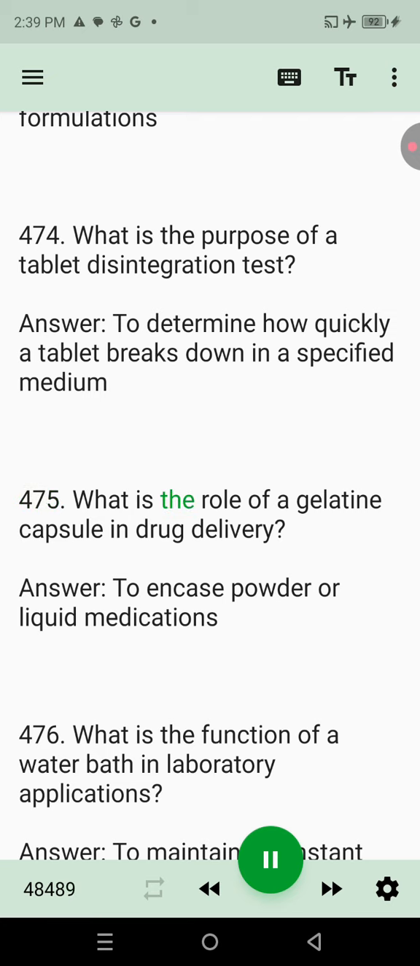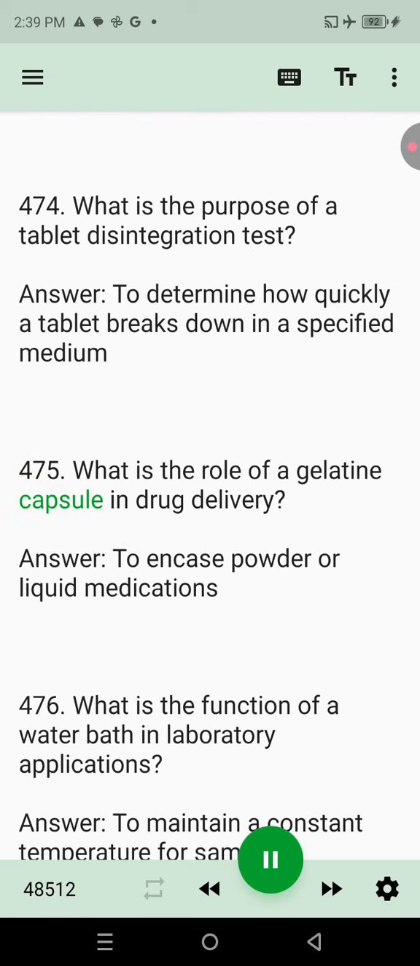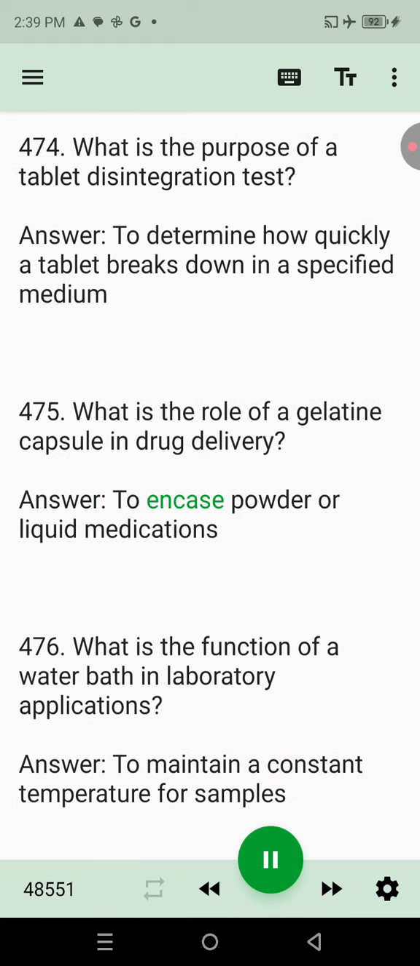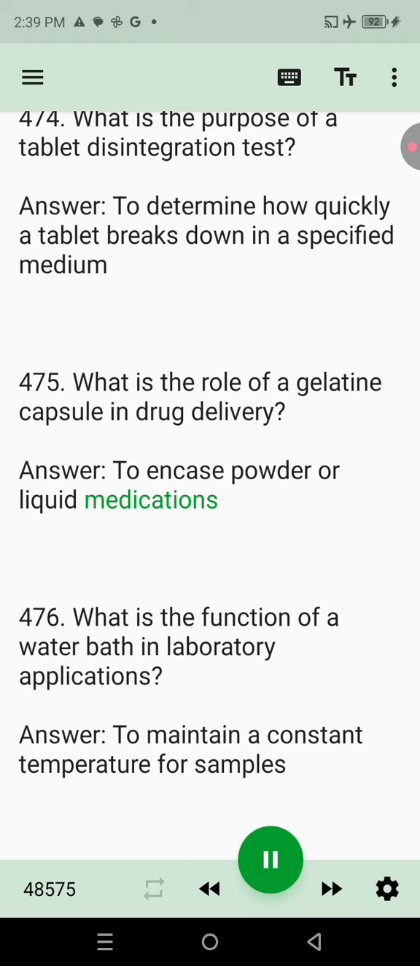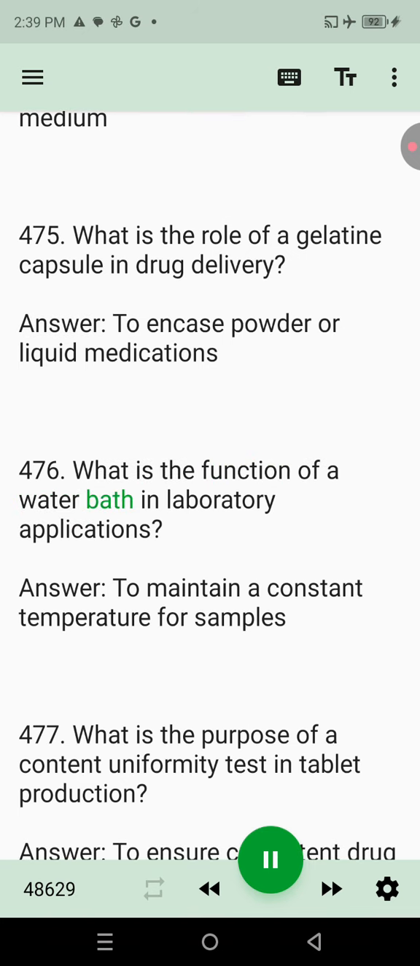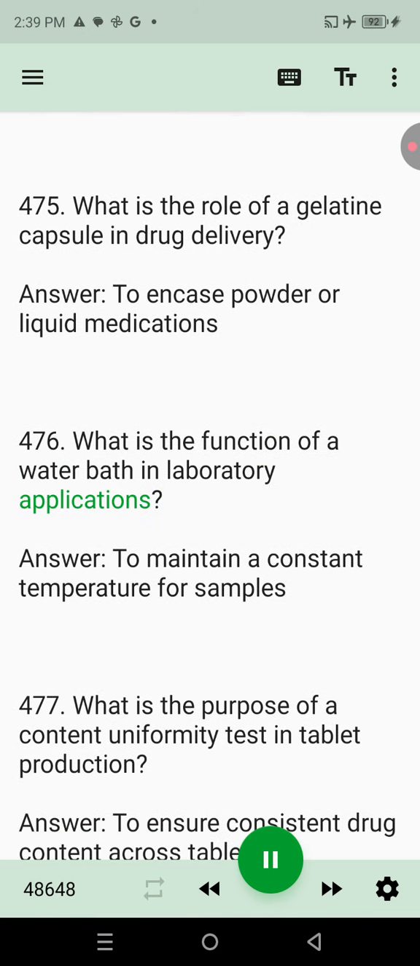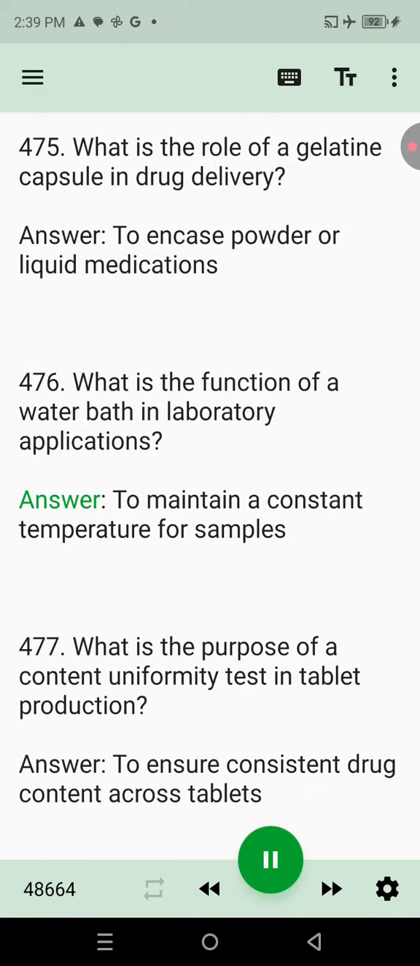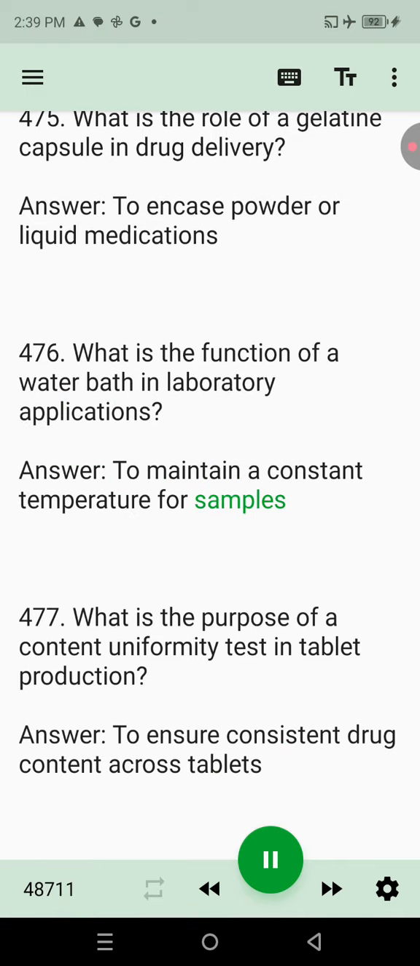475. What is the role of a gelatin capsule in drug delivery? Answer: to encase powder or liquid medications. 476. What is the function of a water bath in laboratory applications? Answer: to maintain a constant temperature for samples.